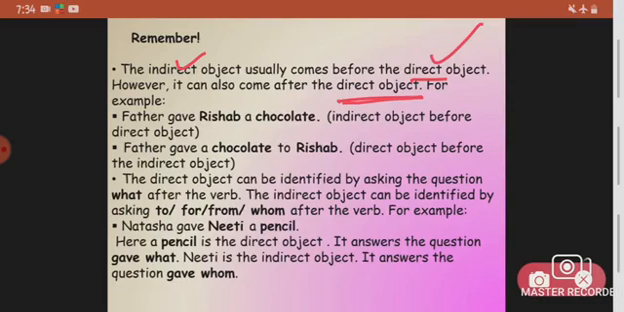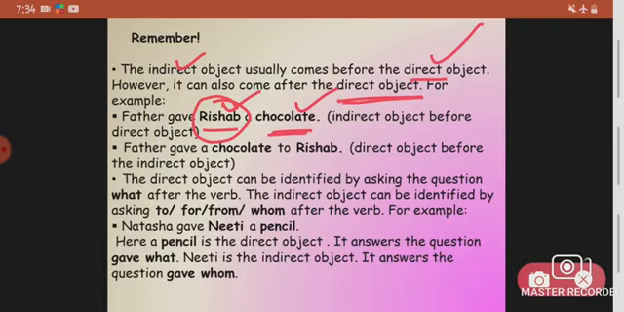I have an example here. Father gave Rishabh a chocolate. What did father give? Chocolate. And to whom? To Rishabh. So, indirect is before the direct. Indirect is the person. So, it is first. And then chocolate is the thing. So it is here, second object. So indirect is before the direct object.